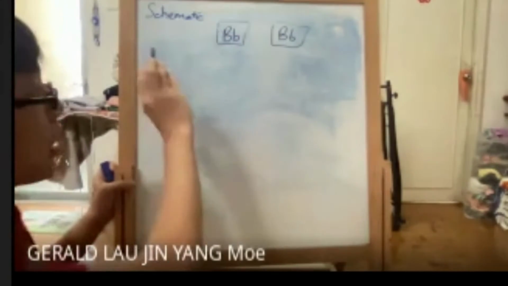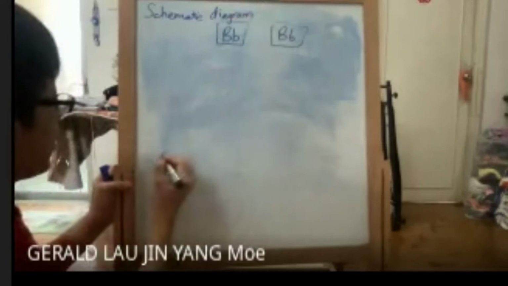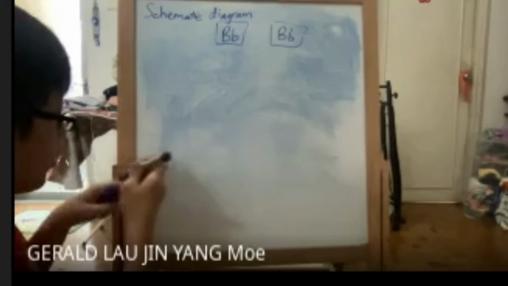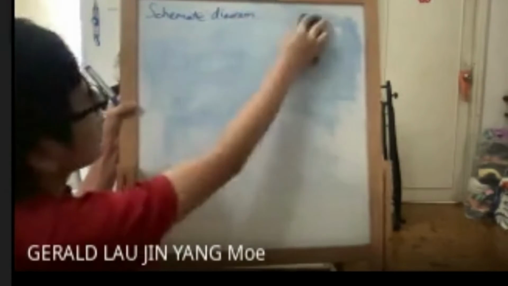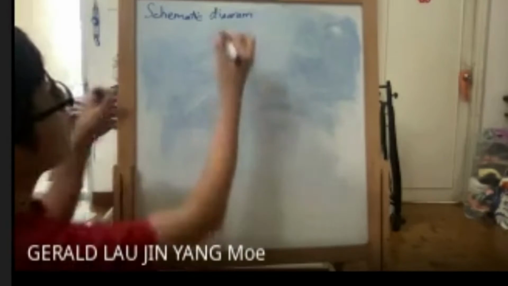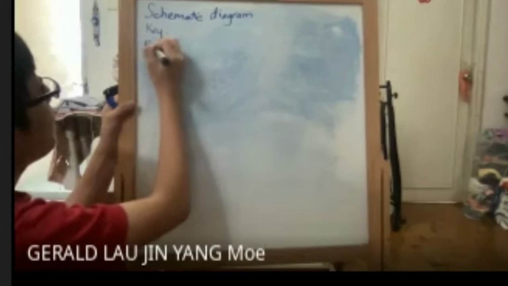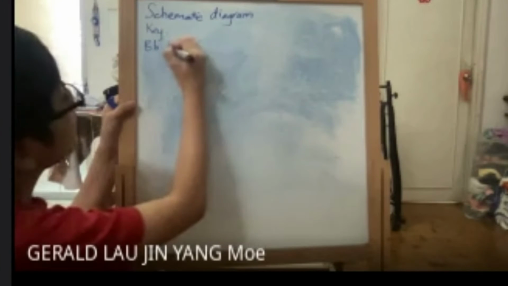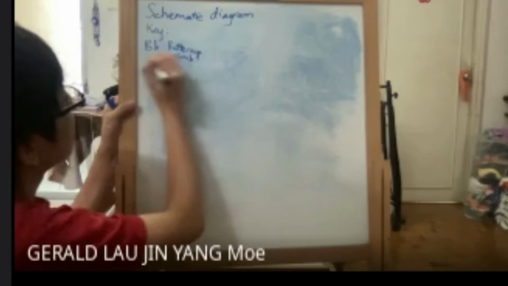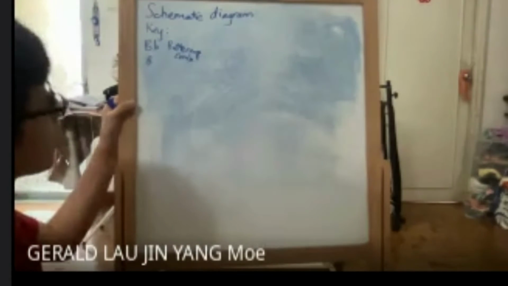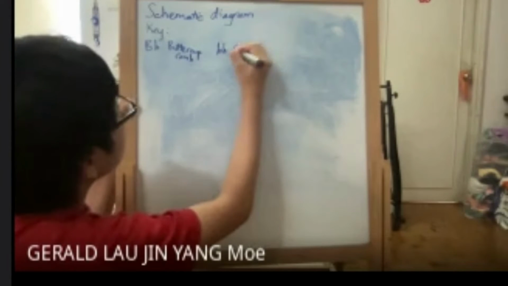Actually I forgot about the schematic diagram. At first, you have to draw the key first, sorry. Remember, you must have the key first for a schematic diagram. So key: BB means buttercup comb. Then bb means strawberry comb.